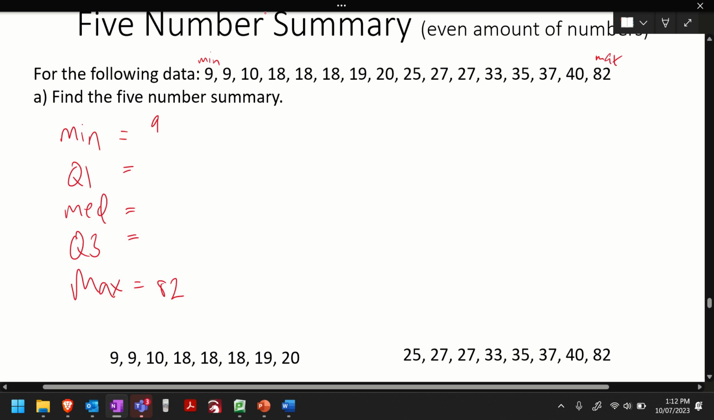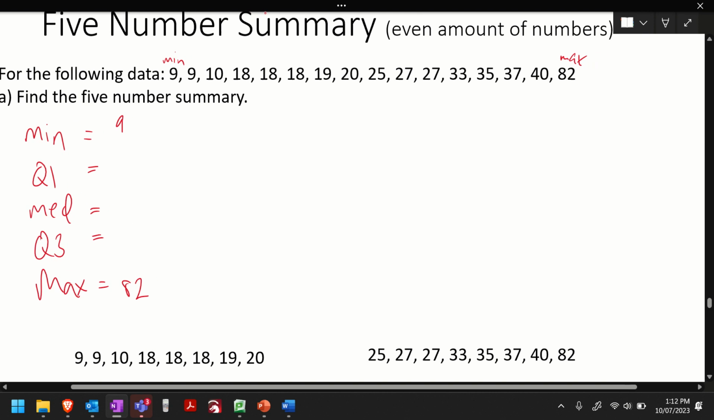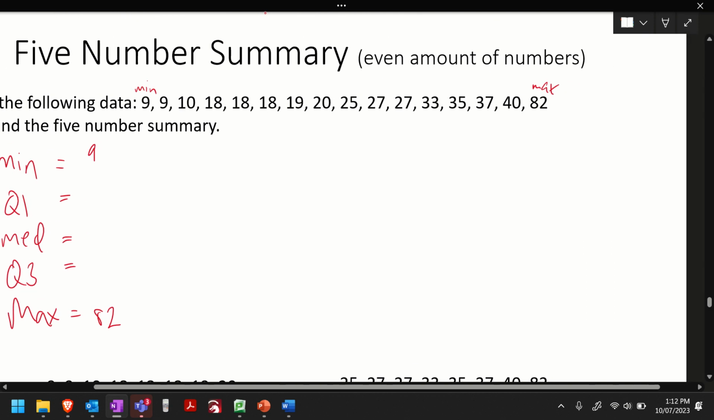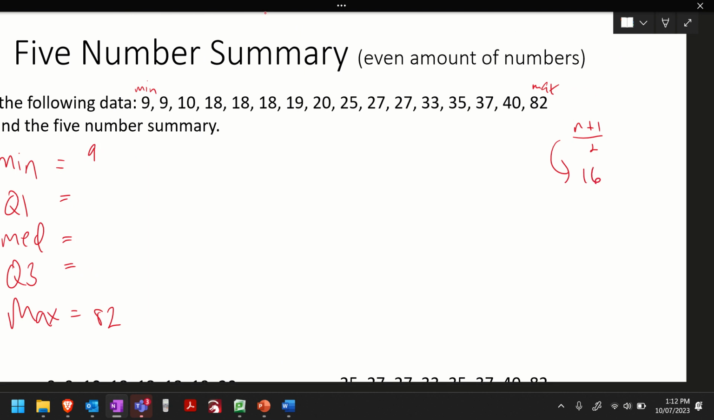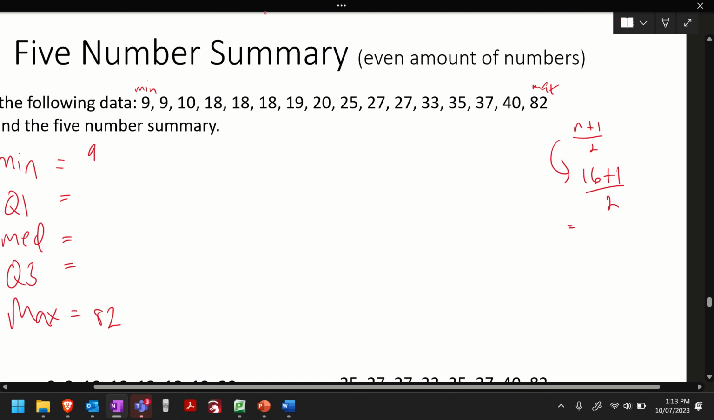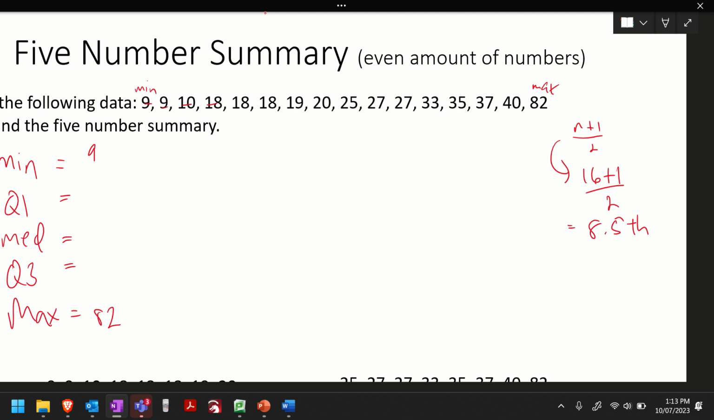Okay. All right, median. Now here we've got, instead of 15 numbers, 16 numbers. So remember the formula you have there, n plus 1 divided by 2. You've got 16 plus 1 divided by 2, which equals, what does that equal, guys? 8.5. Well, let's count. 1, 2, 3, 4, 5, 6, 7, 8, 9, 10, 11, 12, 13, 14, 15, 16 numbers.